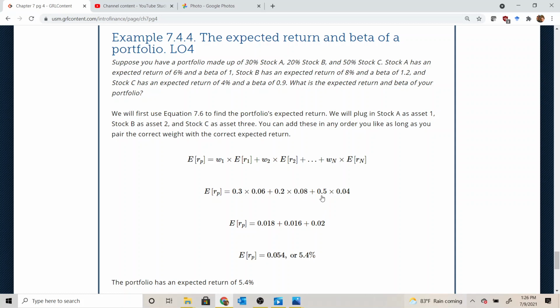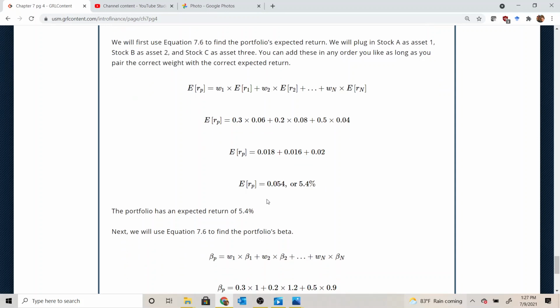And then for stock C, we've got 50% of our money tied up in that, and we're expecting a return of 4%. So we do the multiplication first, and then we do the addition. We follow the rules of the order of operations there, and we figure out that our portfolio has an expected return of 5.4%.